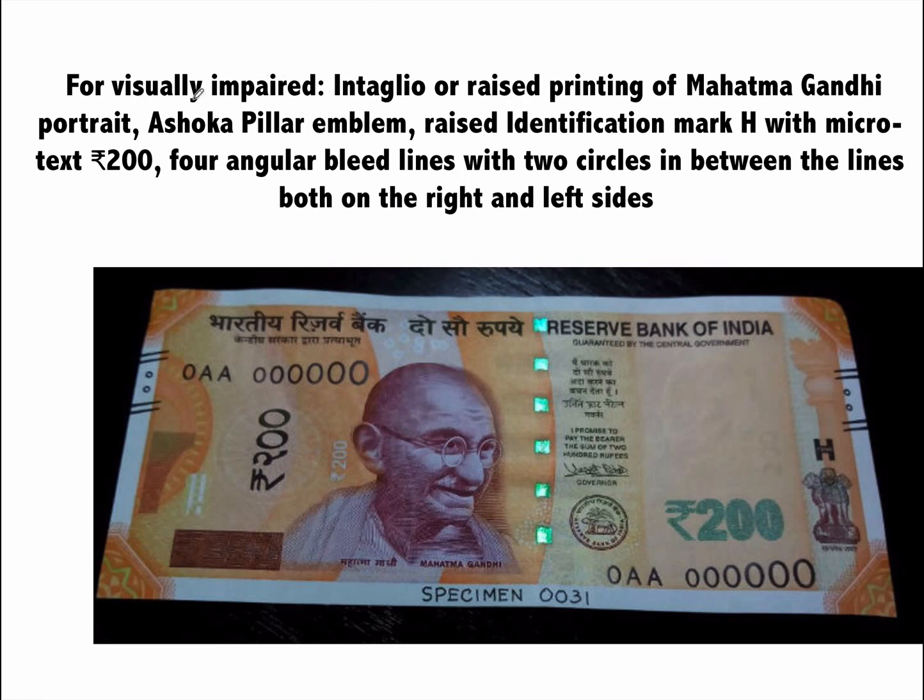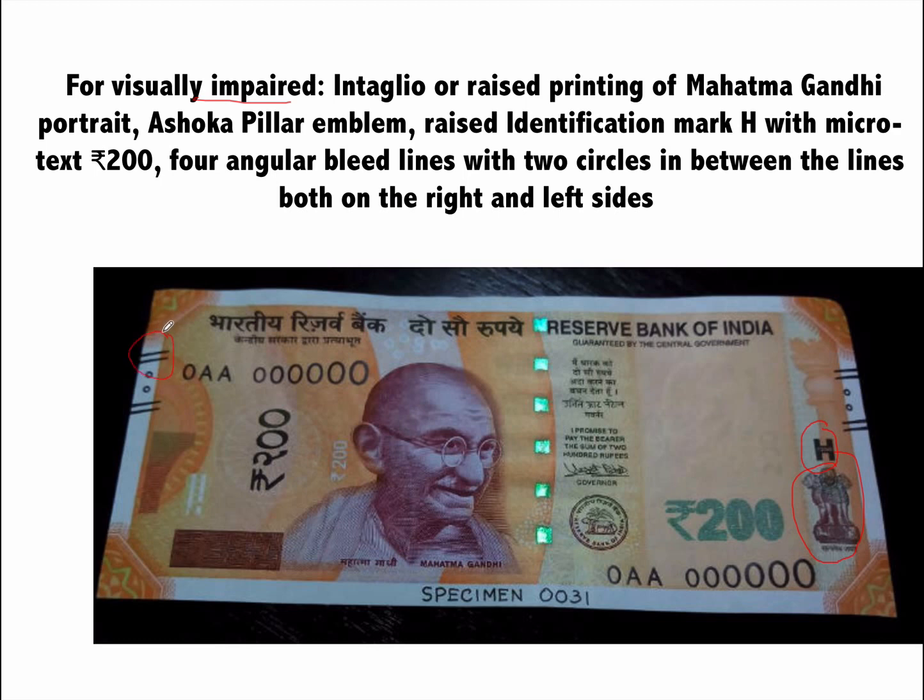What is the feature for the blind people, the visually impaired people? The letter H you can see here, the Ashoka emblem you can see, and the portrait of Gandhiji are all a little raised, so that when you touch the note, you can easily appreciate the raised part, and it can be used to identify. Ashoka emblem, number H, and Gandhiji's portrait are all raised.